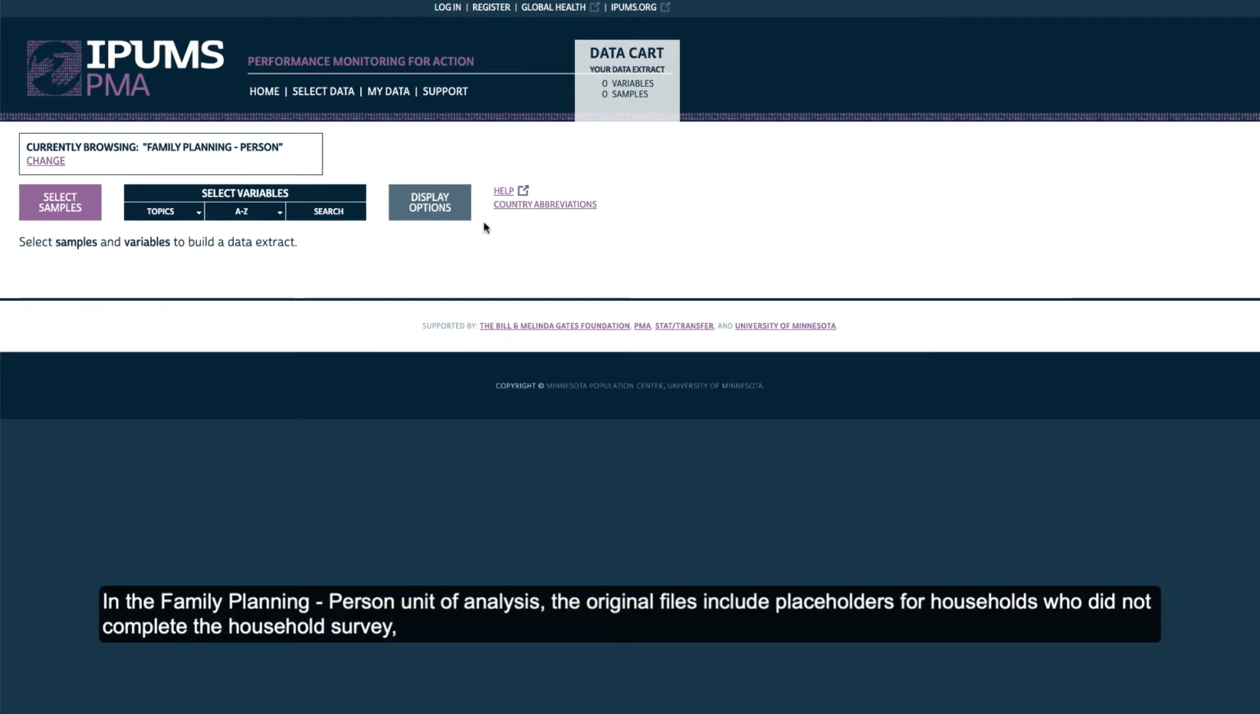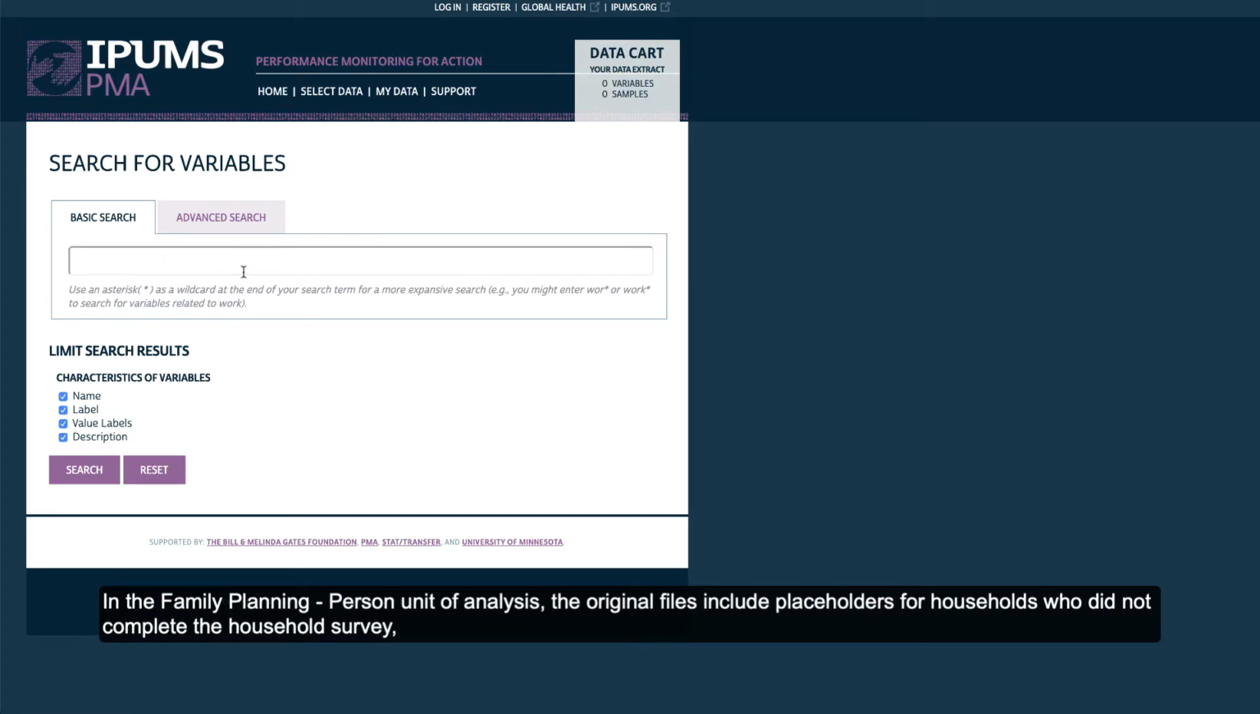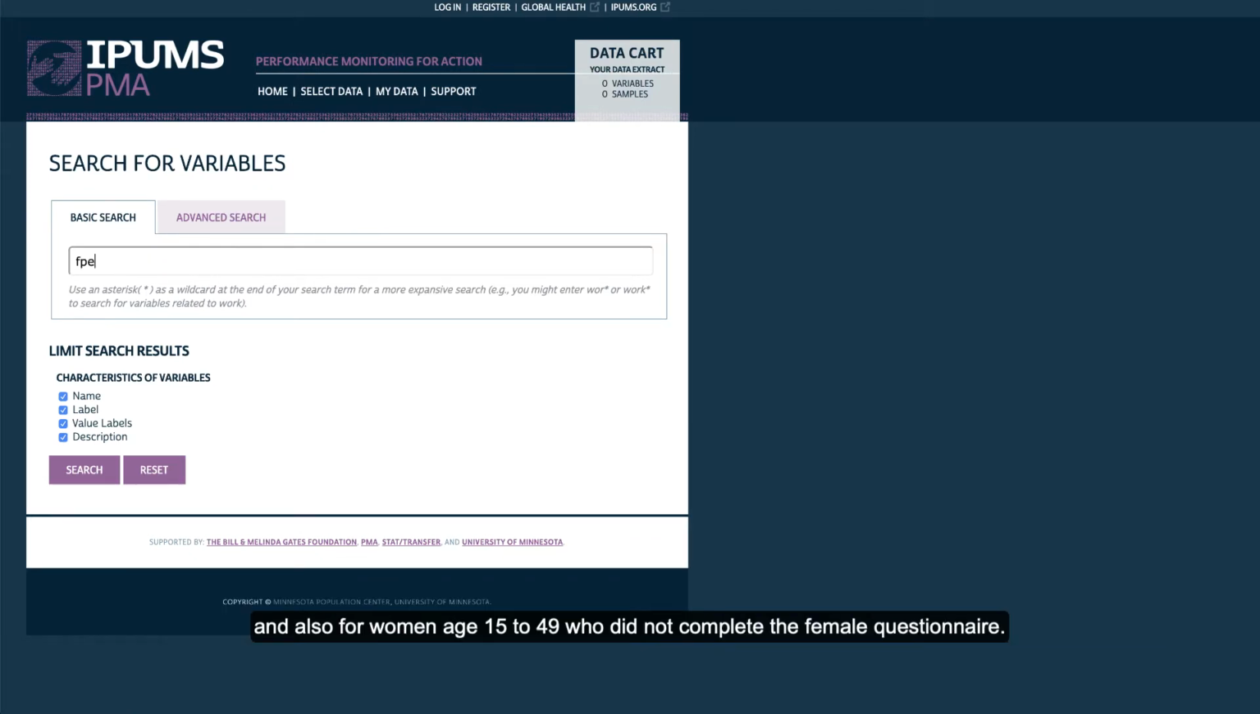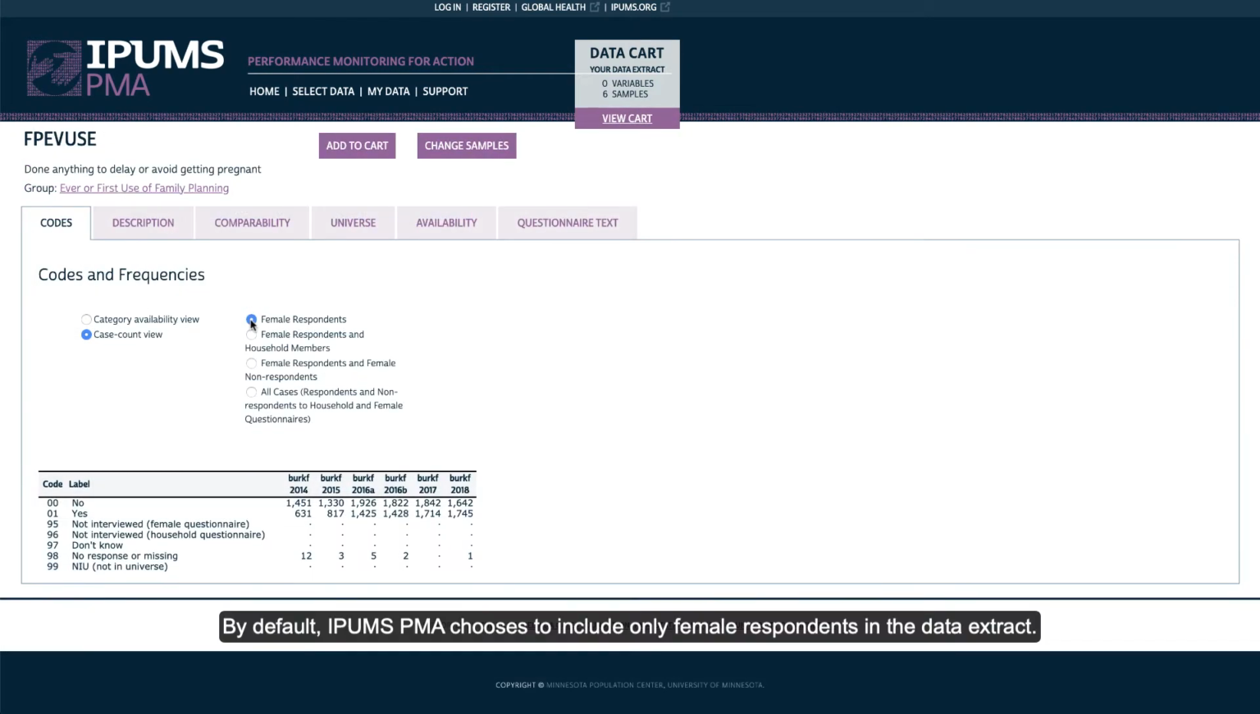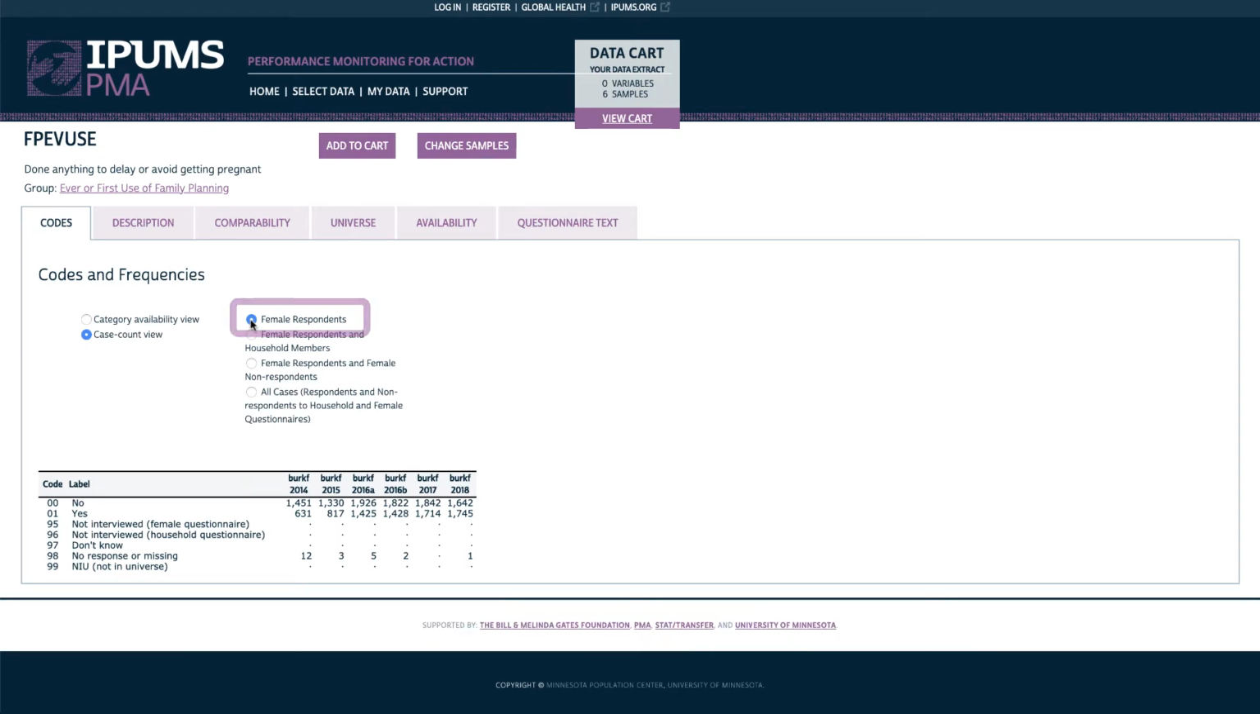In the family planning person unit of analysis, the original files include placeholders for the households who did not complete the household survey and also for women aged 15 to 49 who did not complete the female questionnaire. By default, IPUMS PMA chooses to include only female respondents in the data extract.